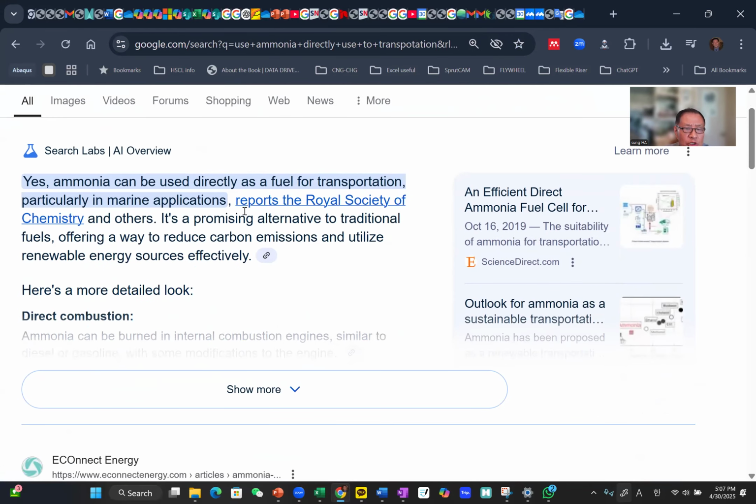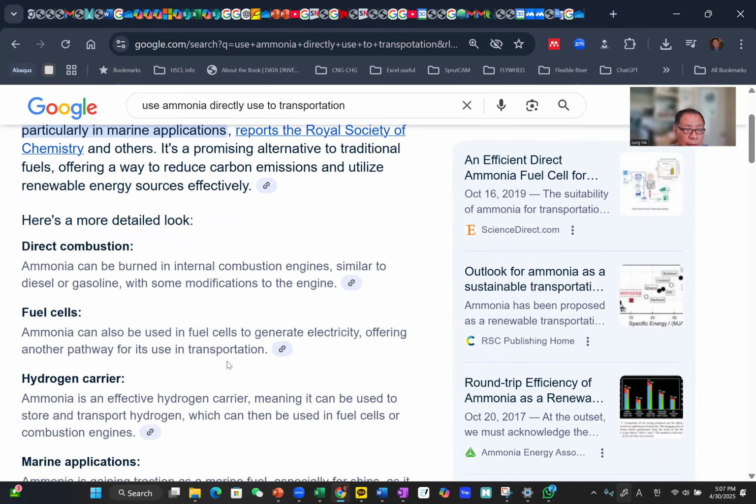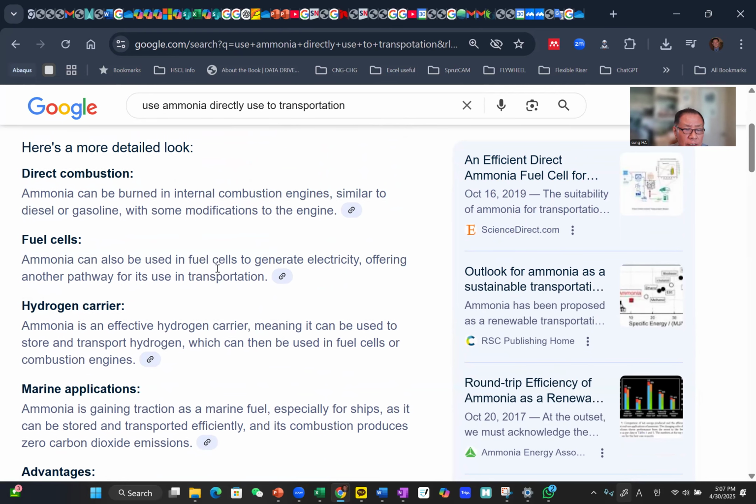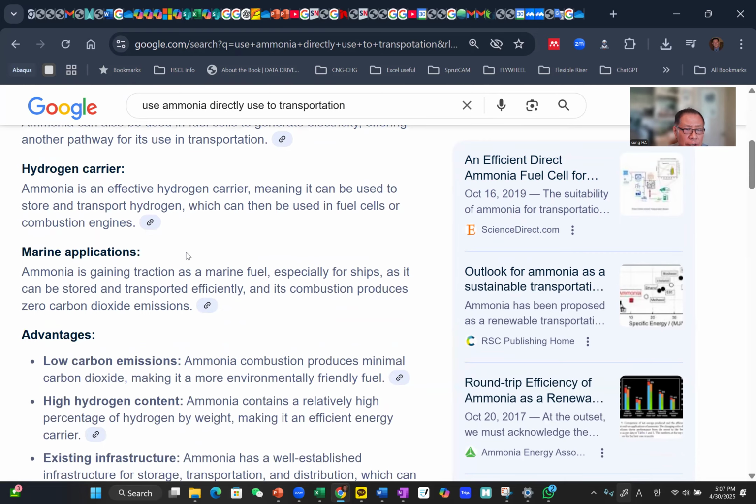Ammonia can be used directly as a fuel for transportation. What does it mean? It means that really a breakthrough is just a fuel: ammonia in, and then you can run the fuel cell vehicles rather than high pressure gas. So ammonia can also be used as a fuel cell. This is a hydrogen carrier, ammonia.